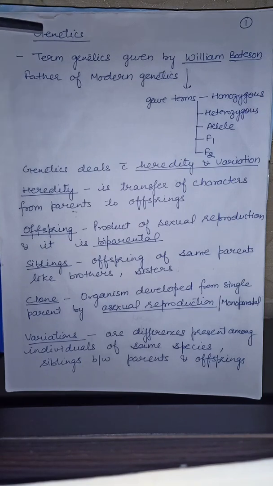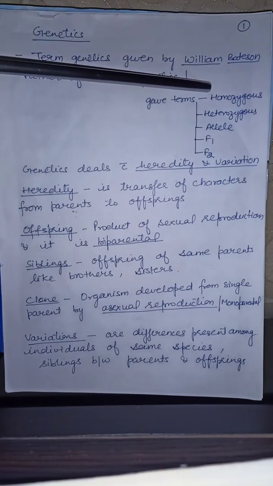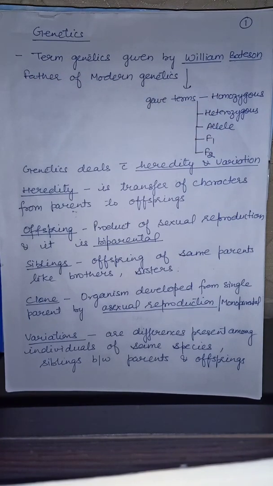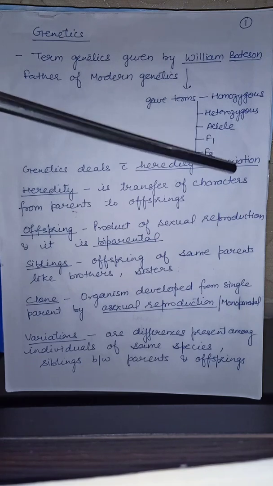So genetics, the term genetics was given by William Bateson. He is also known as the father of modern genetics. William Bateson gave other terms also, like homozygous, heterozygous, allele, F1 and F2. Genetics deals with heredity and variation.